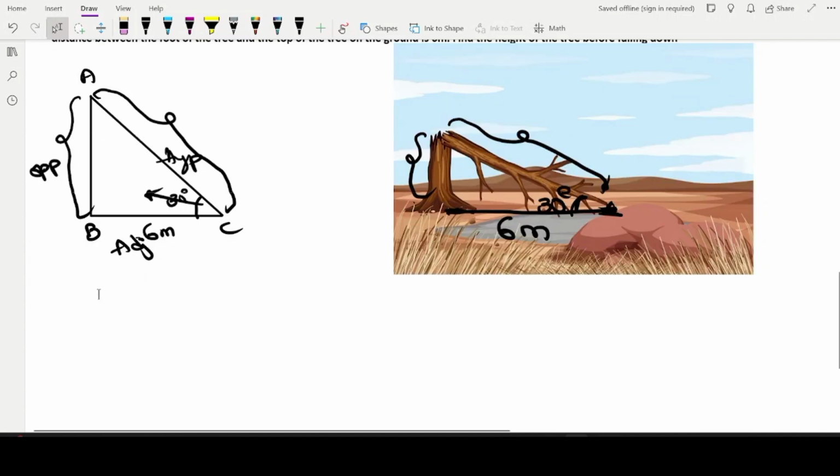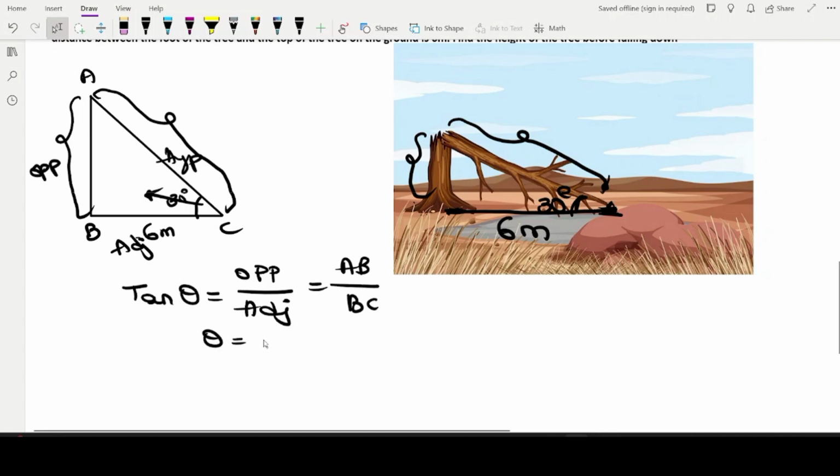Now let us start the problem. The trigonometric ratio that combines both the opposite side and the adjacent side is tan theta. So tan theta equals opposite side divided by adjacent side. What is opposite here? It's AB, divided by adjacent, which is BC. In the given problem, theta is given as 30 degrees.